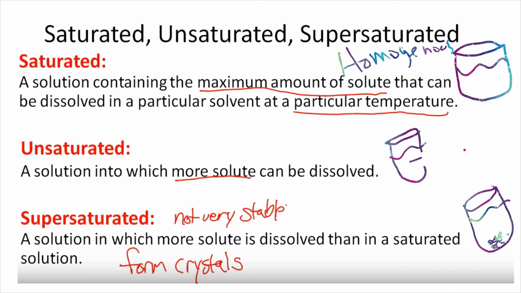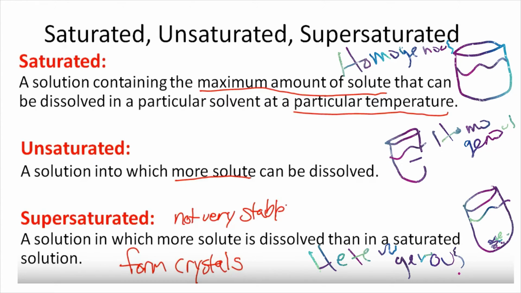because it looks uniform. For unsaturated, it's also going to be homogeneous, but then supersaturated is going to be heterogeneous. Okay? And that's because all these little particles start to form at the bottom. All right, so let's move on to the next slide.